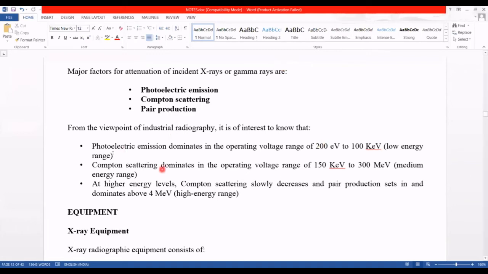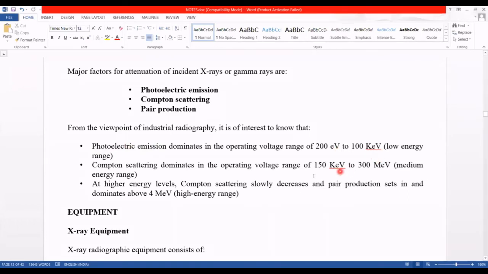In industrial radiography, photoelectric emission means the intensity of radiation is decreased. This form operates in the voltage range of 200 electron volts to 100 kilo electron volts. In this span of energy, the intensity is reduced because of photoelectric emission. This process dominates the reduction of intensity when compared with scattering and pair production in this range of 200 eV to 100 keV.